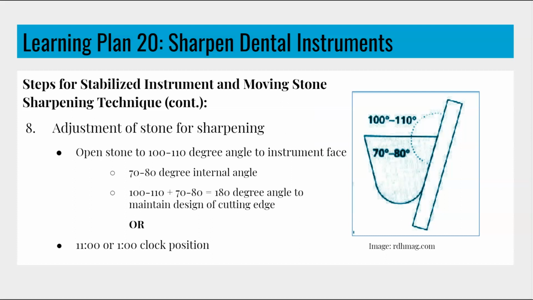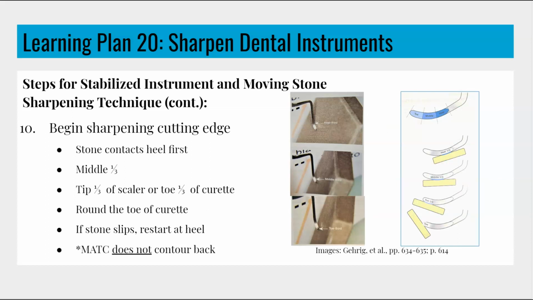Adjust the stone for sharpening by opening the angle to the face from 90 degrees to 100 to 110 degrees, or the 11 or 1 o'clock position. The angle tilt of the stone plus the internal angle maintains the original design of the cutting edge for a total of 180 degrees. Sharpen the entire cutting edge from heel third to middle third to tip or toe third, and then round the toe of a curette.